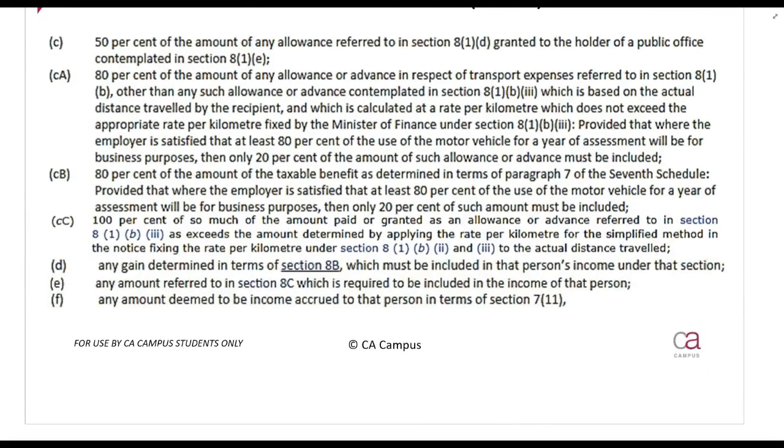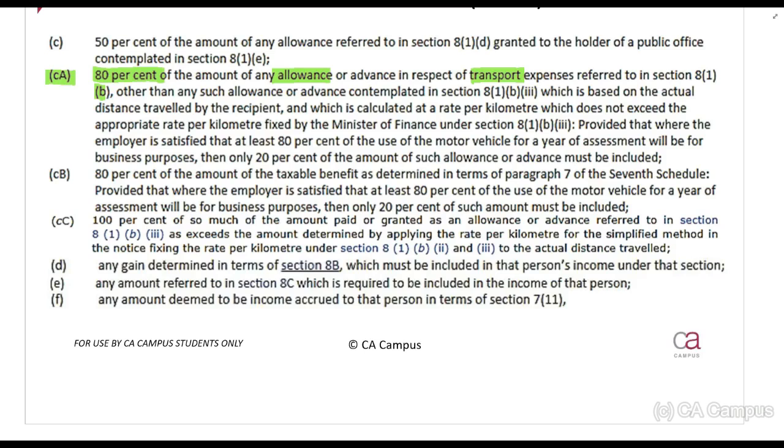Okay, CA. 80% of the amount of any allowance or advance in respect of transport expenses referred to in section 8(1)(b), other than any such allowance contemplated in section 8(1)(b)(iii), which is based on the actual distance travelled by the recipient, and which is calculated at a rate per kilometre, which does not exceed the appropriate rate. Okay, so up to there.